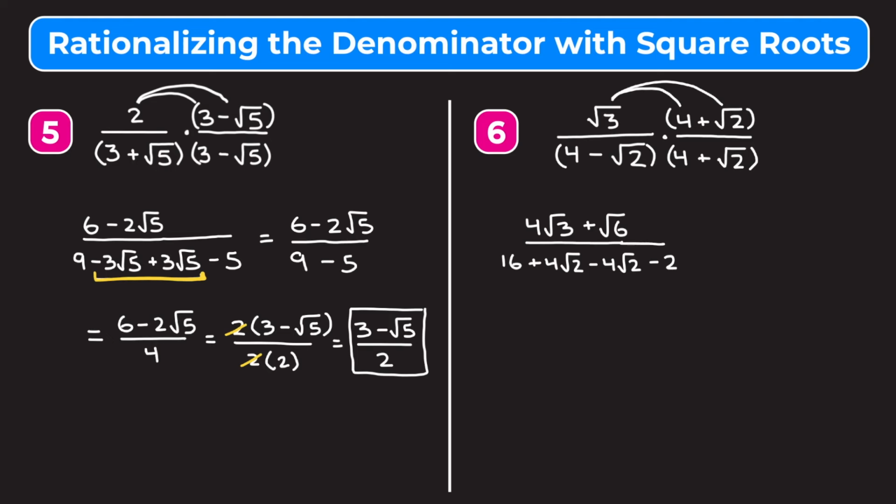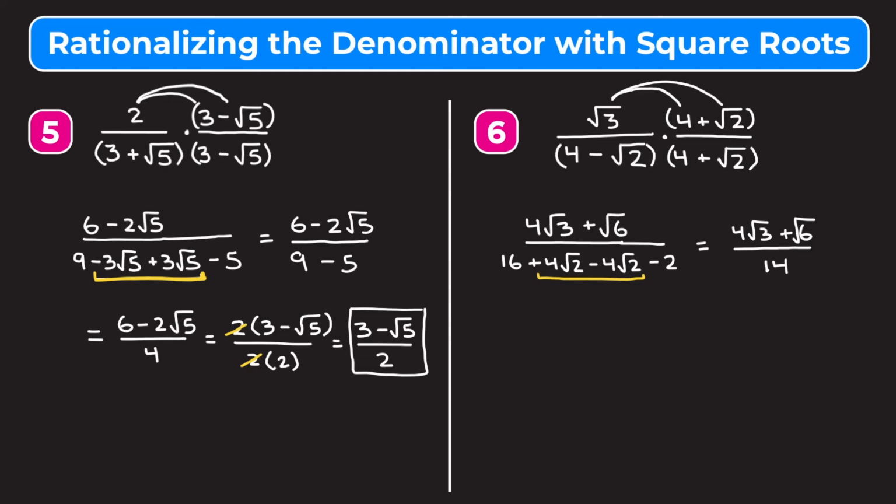And now these two middle terms should cancel out, so our roots cancel out on the bottom, which is what we want. On the top, we have 4 root 3 plus root 6, sorry. And on the bottom, 16 minus 2 is going to give us a 14. And now we need to check if we can simplify.